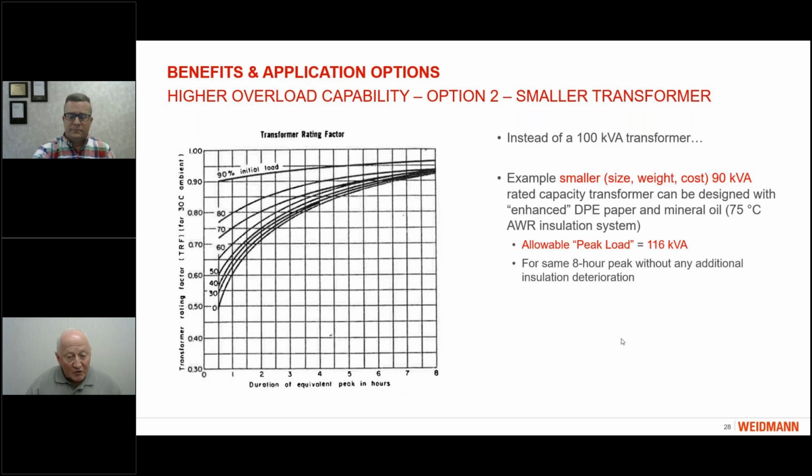And the other way to use this additional thermal capability is to design a smaller transformer. Let's say we have the same loading diagram, and we need to design transformers that can be used with this loading diagram. So with the higher temperature insulation system based on DPE paper, we can design a smaller transformer, let's say 90 kVA instead of 100 kVA. So this would be smaller size, smaller weight, and hopefully smaller cost transformer. And this transformer still will have allowable peak load of 116 kVA for 8 hours. So we see that enhanced thermal capability of insulation system allowed us not only to design smaller transformers, but also to have a comparable or even higher overload capability. Next, please.